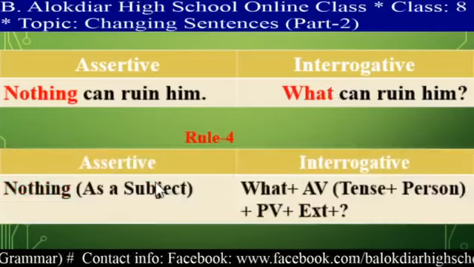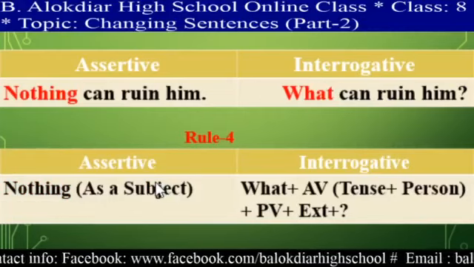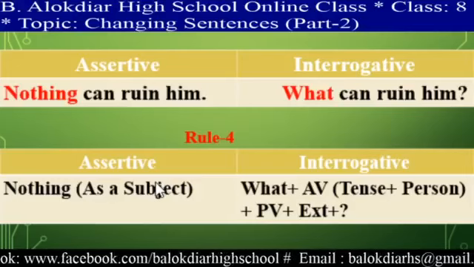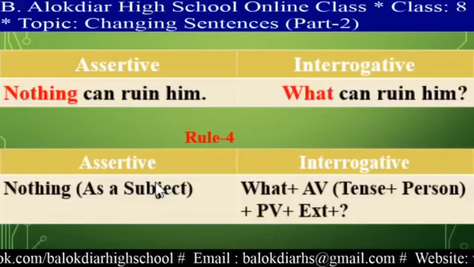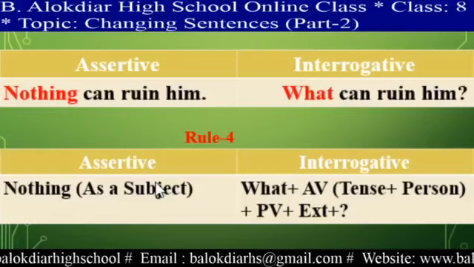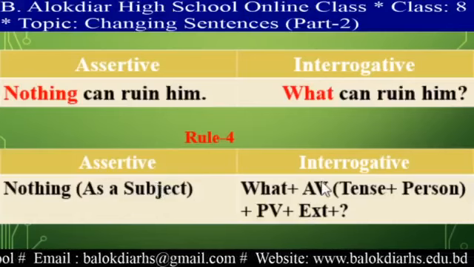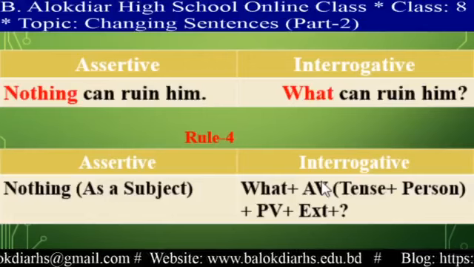Assertive sentence as a subject. If in an assertive sentence nothing is used as a subject, we have to use what at first in the interrogative sentence, then an auxiliary verb according to tense and person, then the principal verb plus extension plus note of interrogation.